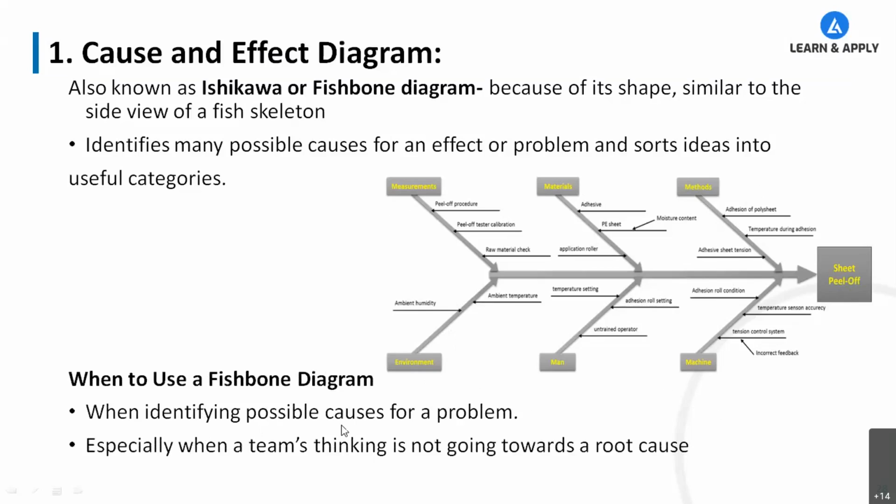When identifying possible causes for a problem, especially when a team's thinking is not going toward a root cause. If we are not getting which is the root cause, we use these branches, and there are sub branches as well. For example, in the method, there is temperature during addition. We can subdivide that also and study it until we get to the root cause of that problem. So this is the first of the 7 tools.